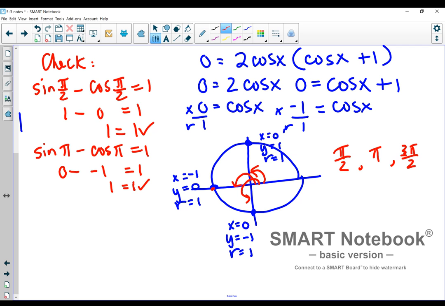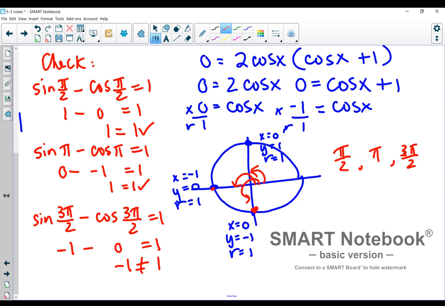And then I'm looking at sine 3 pi over 2 minus cosine 3 pi over 2 equals 1. So now we're looking down here. So my sine, again, when I have a point on the unit circle, it's always over 1 because my r is 1. So I just need to worry about my y value. So negative 1 minus, and my x value right here for cosine would be 0. And so negative 1 does not equal 1. And so we can't have 3 pi over 2.